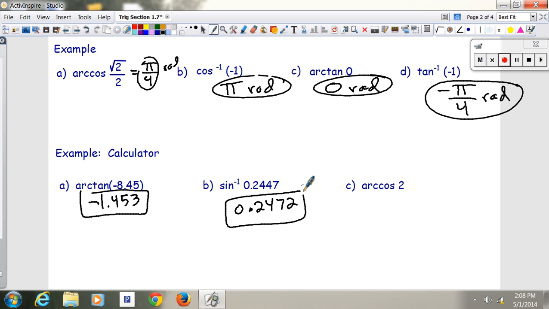Arc cosine of 2. So I would put inverse cosine and I put in 2, and it says domain error. Which means what? There's no solution, right? You can't have a cosine of 2. Cosine can't be more than 1, just like sine can't be more than 1, because the hypotenuse, again, is on the bottom, so we don't have any solution for that. It's an undefined. It's whatever you want to write it as. There's no solution for that. Can't have a cosine of 2.